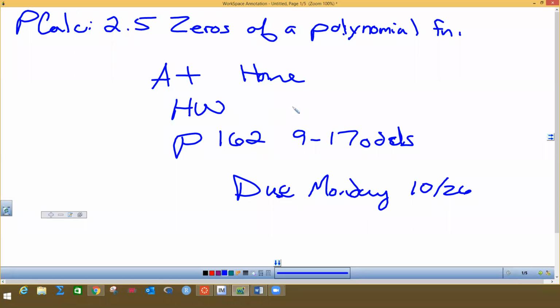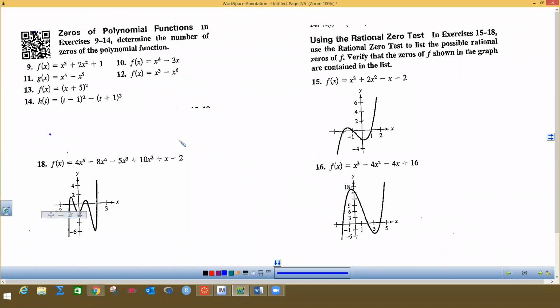Okay, this is the at-home work for Wednesday, the 21st of October. You got page 162, 9 to 17 odds, and this whole section 2.5 is over zeros of a polynomial function. So the first part of your homework says determine the number of zeros of the polynomial function.